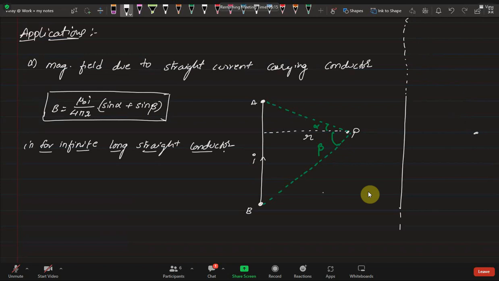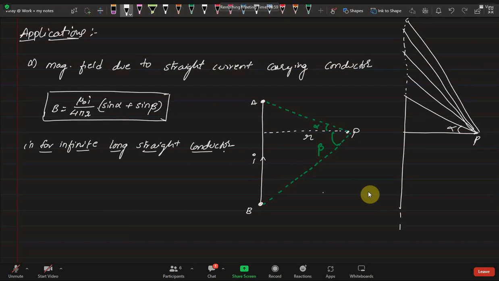Now if I take a point P, this angle is taken as alpha. If I keep on going up, does the alpha value increase or decrease? Increases. So for an infinite wire, alpha value is approximately equal to 90 degrees.